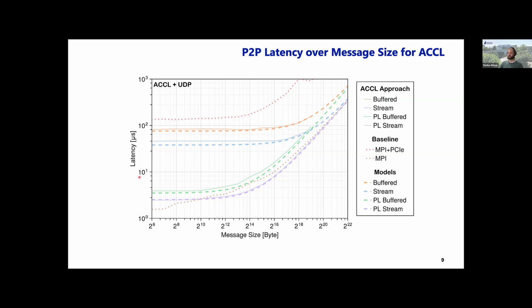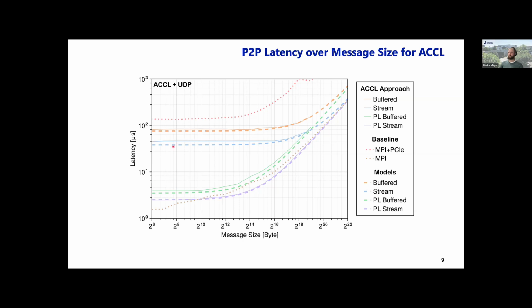However, if we use our scheduling directly from the programmable logic, this is the PL buffered and PL stream, and these are the lines here below, you can see that the latency, especially for small message sizes, can be extremely reduced. And this is because we can now just combine different communication patterns together and just execute a kernel once, which does all the communication. And with that, we can basically hide this overhead of XRT.